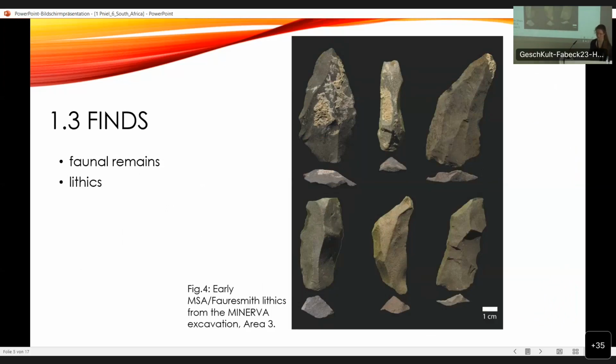For the finds, we have two find categories, basically: faunal remains, which I'm going to talk about now, and first, some lithics. They appear together in discrete packages. We have Fauresmith lithics made of hornfels. Because they are so closely linked, we can make environment reconstructions for the humans that lived there.